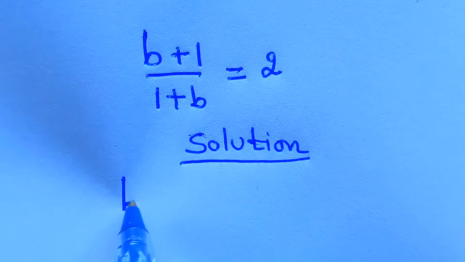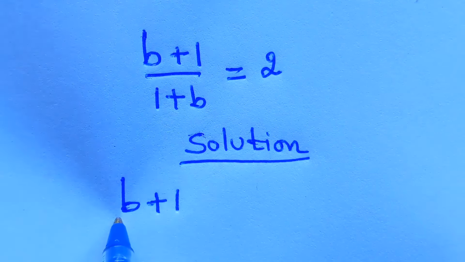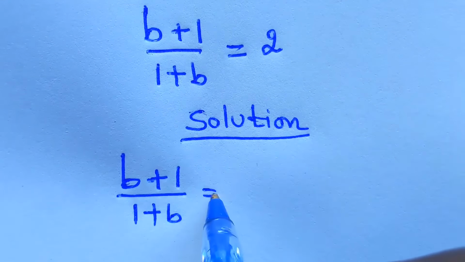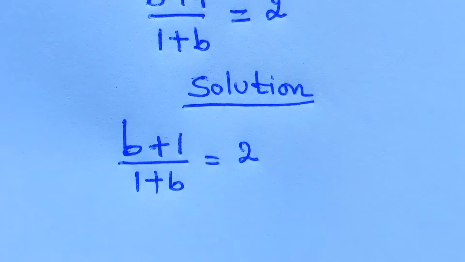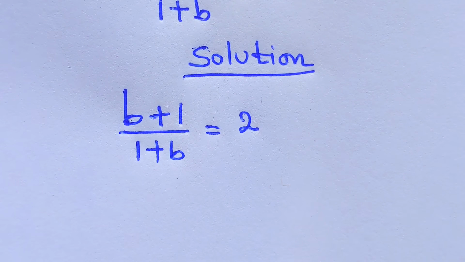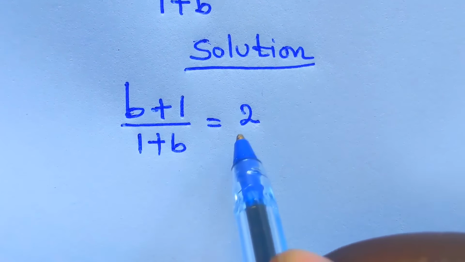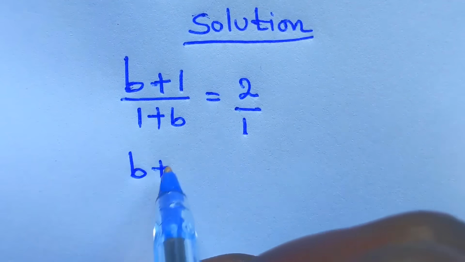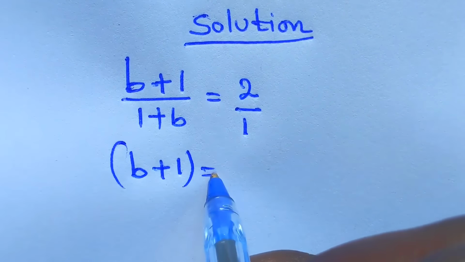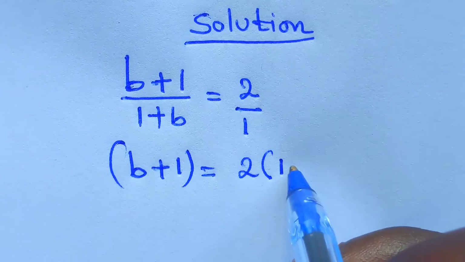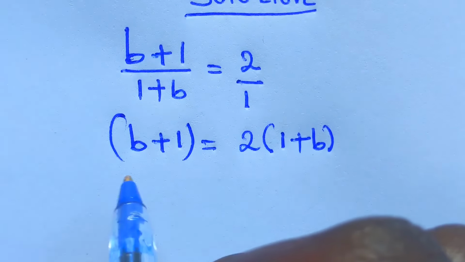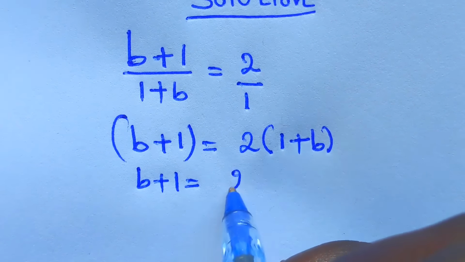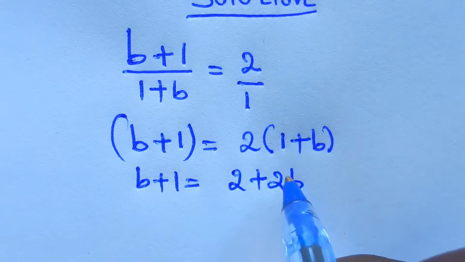We have (b + 1)/(1 + b) = 2. And of course right here, what can we do now? Here we have to make cross multiplication. We have b + 1, then here we have 2 times (1 + b), so that here of course we have b + 1 equals 2 + 2b.